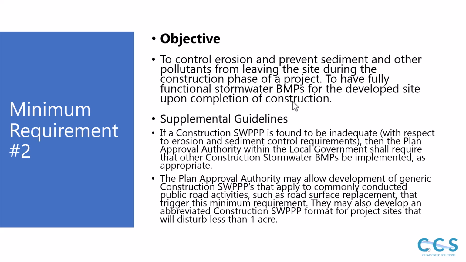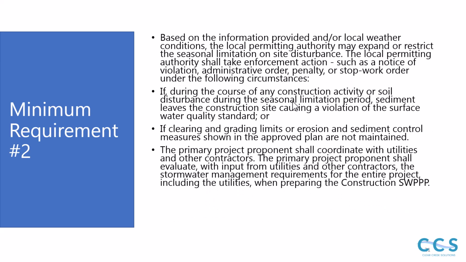The plan approval authority may allow development of generic construction SWPPPs for commonly conducted public road activities, such as road surface replacement, that trigger the minimum requirement. They may also develop an abbreviated construction plan format for project sites that will disturb less than 1 acre. Based on the information provided and the weather conditions, the permitting authority may expand or restrict the limitations of site disturbance, and may act if clearing and grading limits or erosion and sediment control measures shown in the approved plan are not maintained.